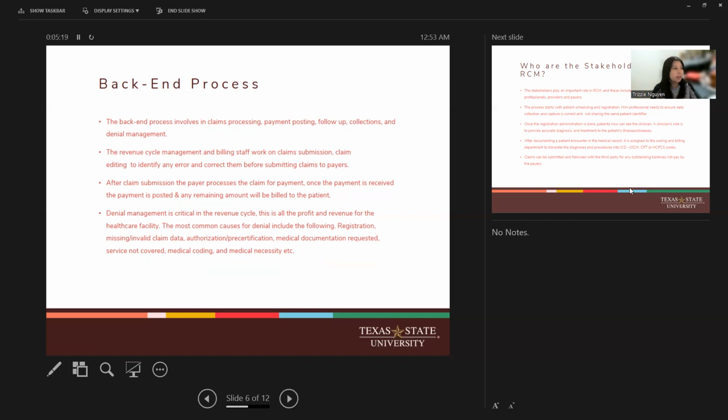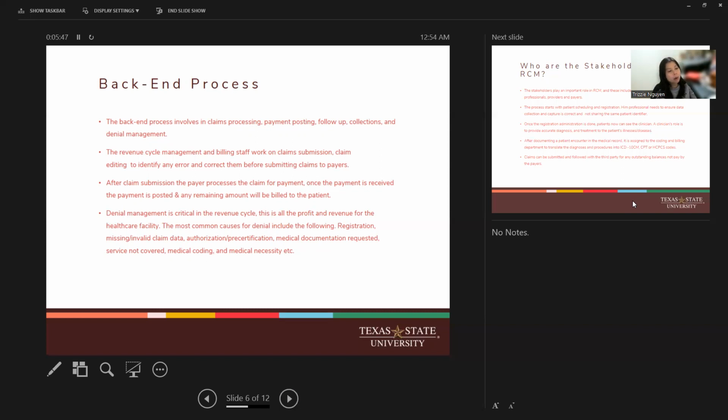After the claim is submitted to the payer, they process the claim for payment, and then the payment will be received and posted, and any remaining amount will be billed to the patients. In the revenue cycle, denial management is very critical because this is where the profit and revenue for the healthcare facility are at stake.